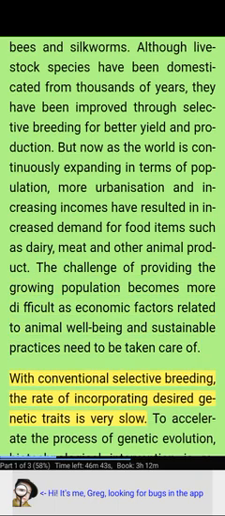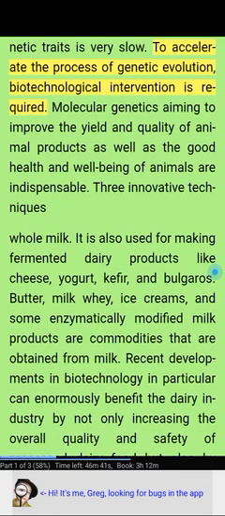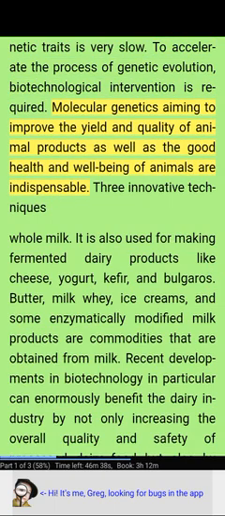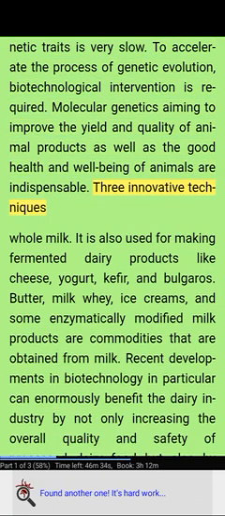With conventional selective breeding, the rate of incorporating desired genetic traits is very slow. To accelerate the process of genetic evolution, biotechnological intervention is required. Molecular genetics aiming to improve the yield and quality of animal products as well as the good health and well-being of animals are indispensable.